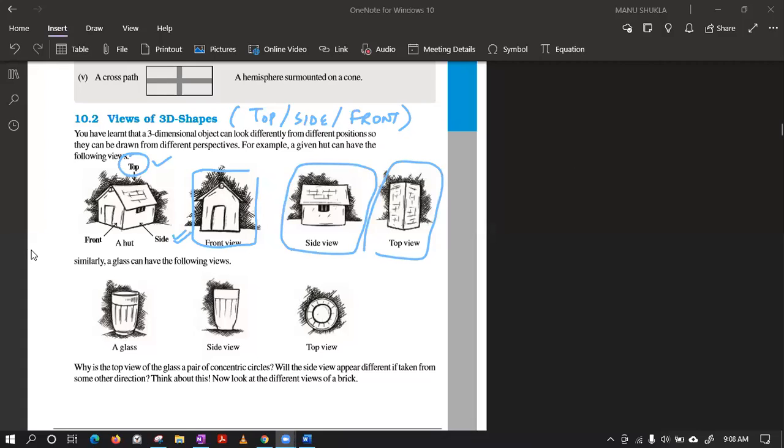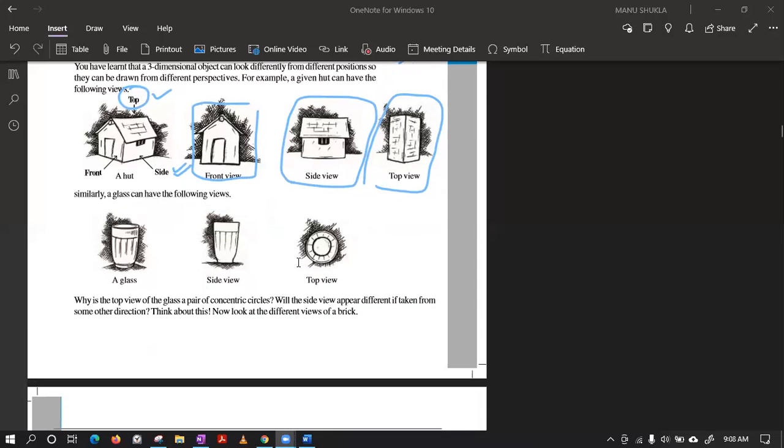Okay, class. So what do we have? Top view, side view, and front view. Similarly, here also you can see a glass is kept in front of you. When you see from the top, you will be able to see only the circle. Yes, the contractors and architects have very good knowledge of these views: top view, front view, side view. Okay, this is the top view.